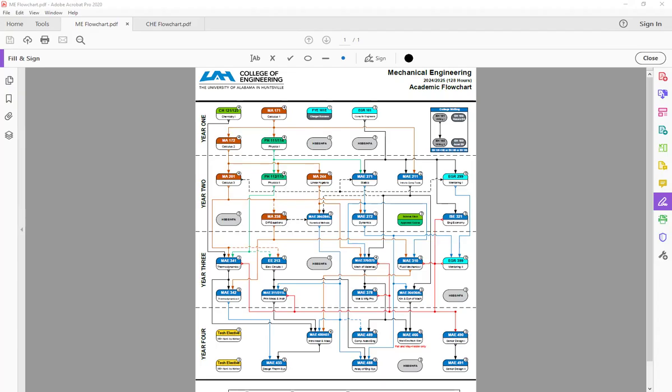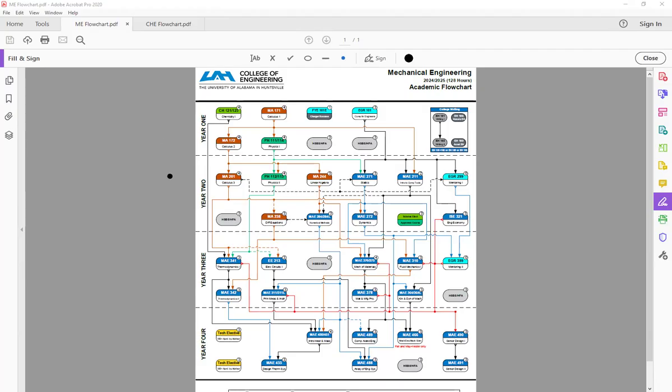I'm going to show you how you can use the engineering flowcharts to plan your degree path. There's a flowchart for every engineering major, and you can find them linked in this module. For now, I'm going to show you the mechanical engineering flowchart, as this is one of our most popular majors, and if you can read one of the flowcharts, you can read them all.